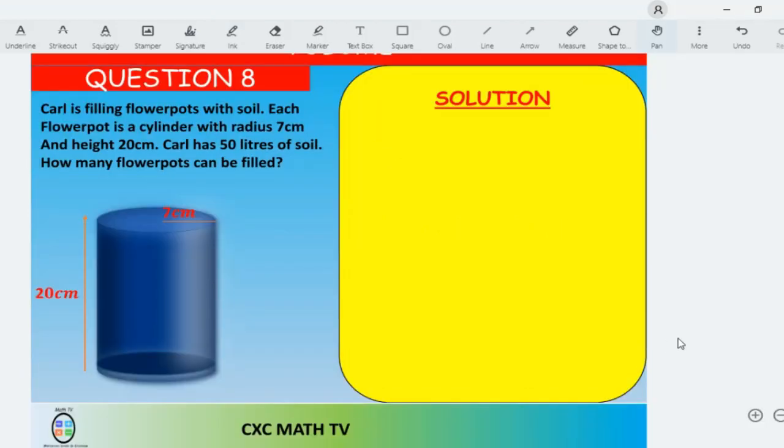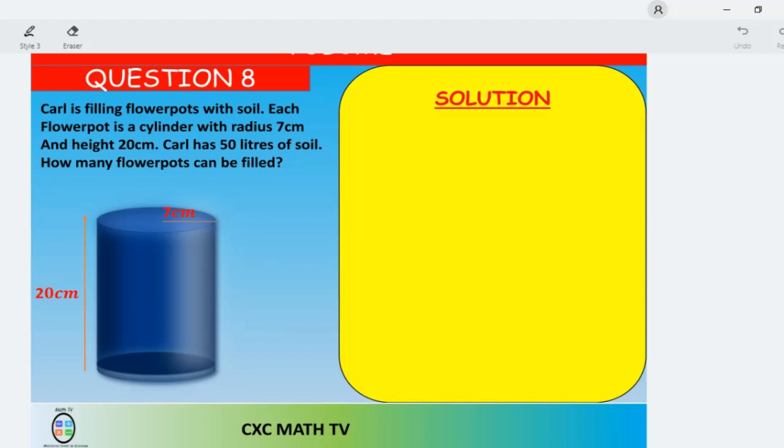Next question. It says, Carl is filling flower pots with soil. Each flower pot is a cylinder with radius 7 and height 20. Carl has 50 liters of soil. How many flower pots can be filled? So go ahead, pause the video, and attempt this question.